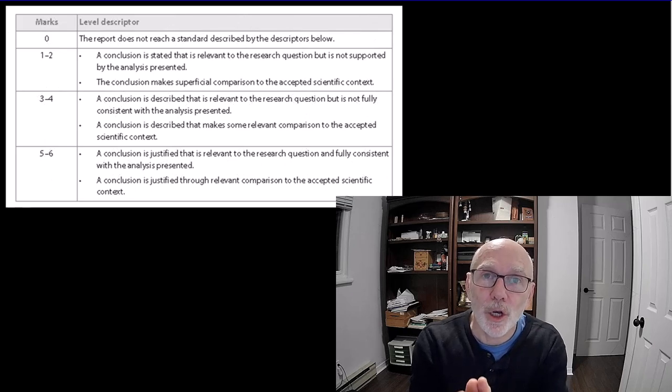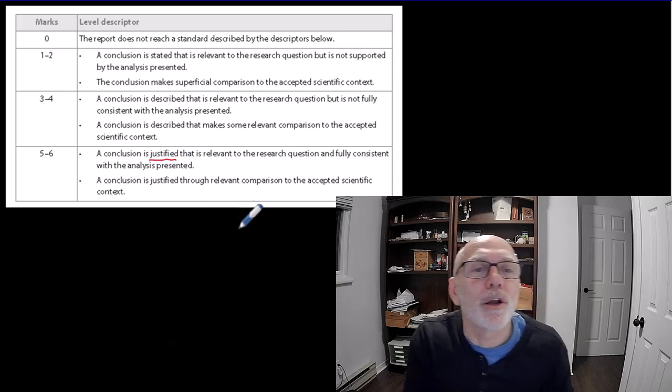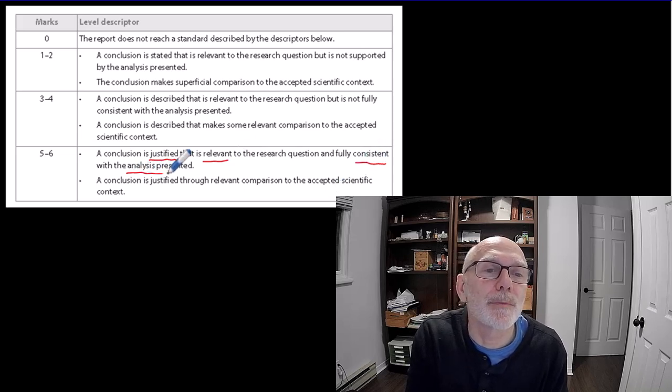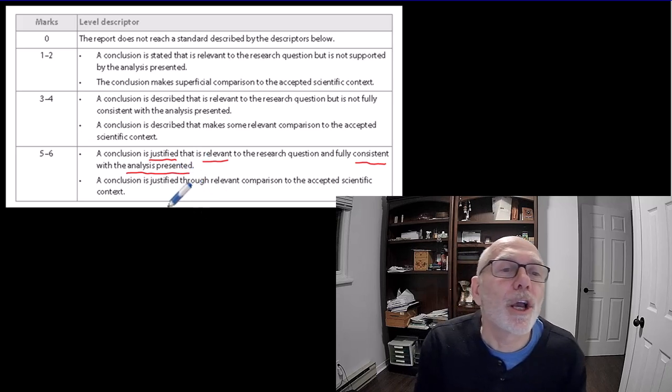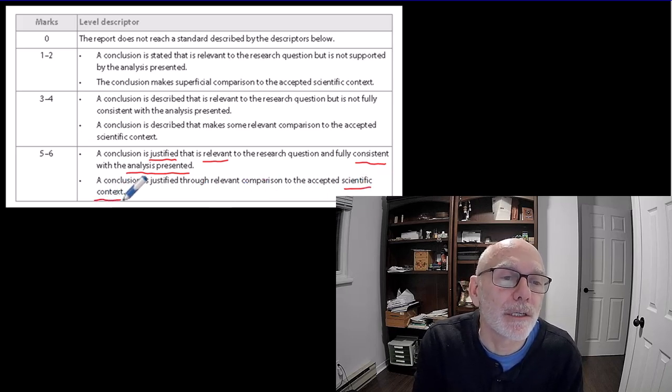So let's now take a look at the conclusions rubric. There are two statements in the 5-6 box. We want a justified conclusion that's relevant to the research question and fully consistent with the analysis that has been presented. And secondly, the conclusion is justified through relevant comparison to the accepted scientific context. So there are two basic statements in the conclusion section. One had to do with the conclusions being justified and being relevant to the research question and being consistent with the data analysis. And the other had to do with placing your conclusions in context, meaning where does it fit into the larger body of physics knowledge?